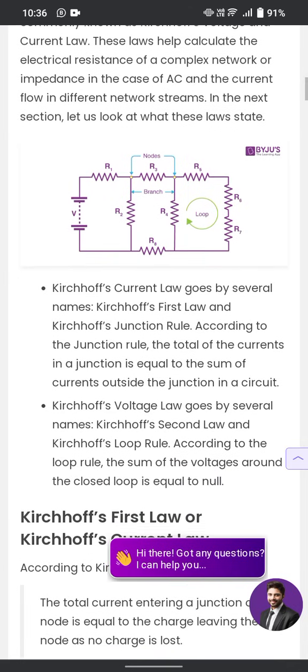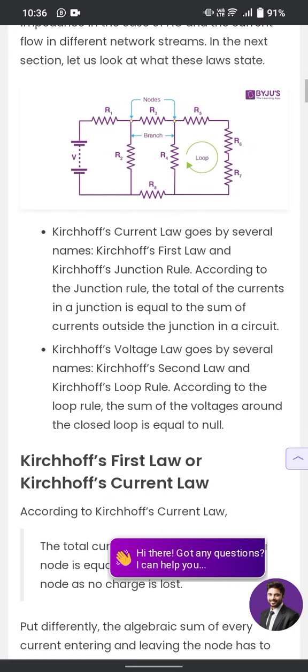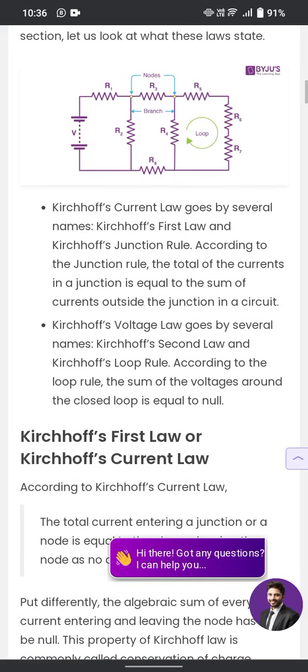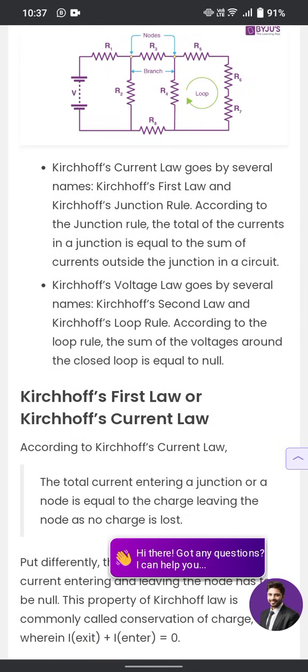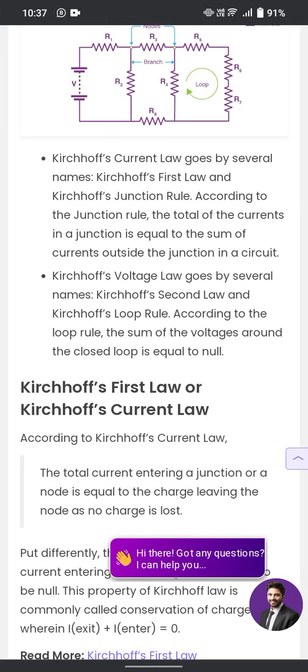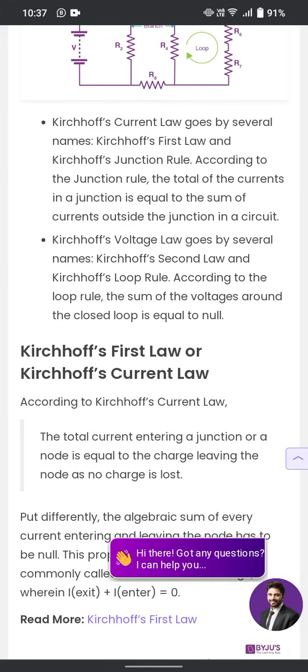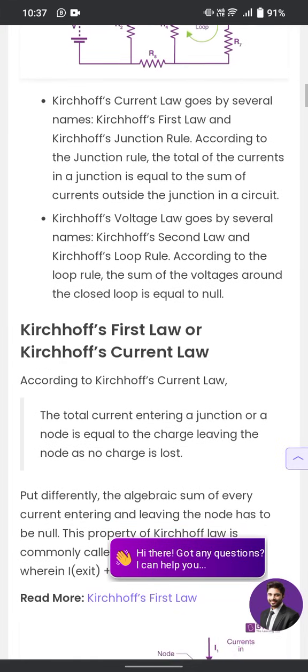Kirchhoff's current law goes by several names: Kirchhoff's first law and Kirchhoff's junction rule. According to the junction rule, the total of the current entering a junction is equal to the sum of the current leaving the junction in a circuit. Kirchhoff's voltage law goes by several names: Kirchhoff's second law and Kirchhoff's loop rule. According to the loop rule, the sum of the voltages around a closed loop is equal to zero.